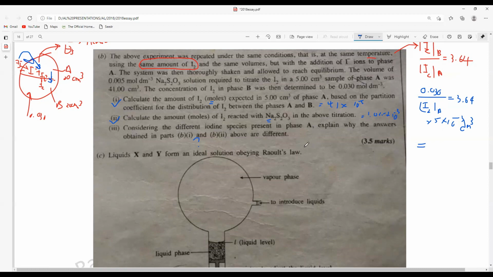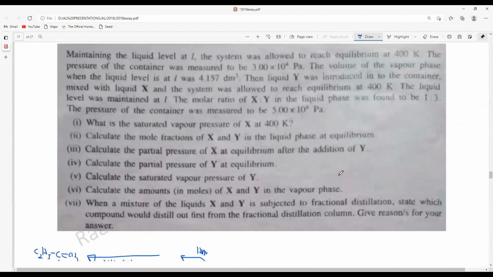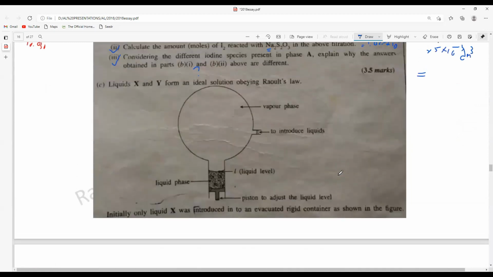Okay, so you can explain very simply that I2 in phase A combines with I minus and forms I3 minus, but we get a higher value in the sodium thiosulfate reaction, because when this I2 reacts with sodium thiosulfate, all the I3 minus is again going to form I2, and this I2 also is going to react with sodium thiosulfate. So that is the clear explanation for that particular question. Okay, so that is very important to understand. Please try to understand this. Okay, very important here. And the last part of this question, so it is part C.